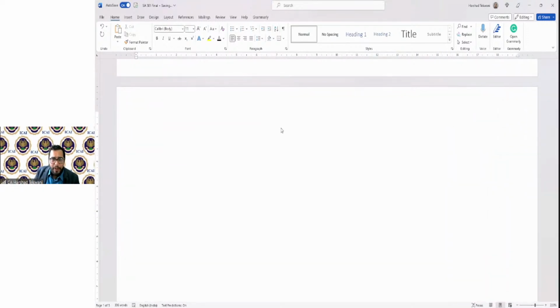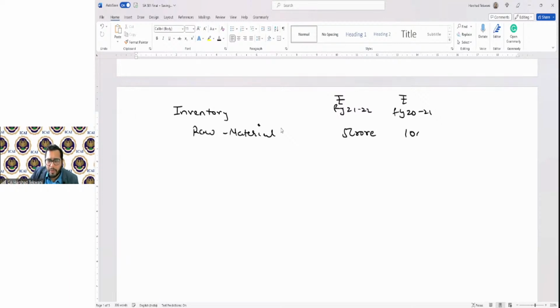Okay. Let's say, for example, in financials, you have an inventory, raw material, FY 21-22 and FY 2021. Let's say raw material was 5 crore and last year it was 10 crore. Finished goods, last year it was 10 crores. This time we have finished goods of, let's say, 15 crores.